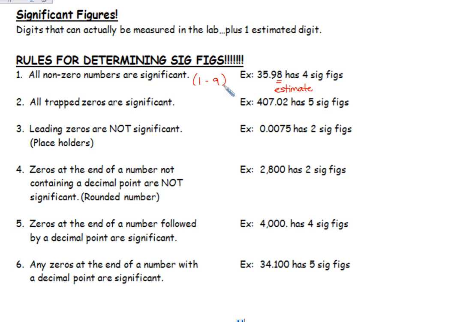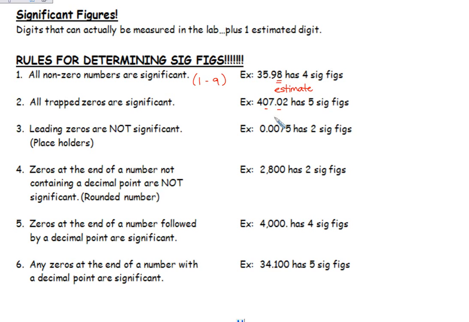Okay, so we have 6 rules here, which means the rest of them are all for stinking zeros. Zeros can be kind of a pain in the patootie. Alright, so here's zero rule number 1. Here I guess it's listed as rule 2. All trapped zeros are significant. By trapped, we mean zeros that are between non-zero numbers. So for example, these are trapped zeros. This 0 is between the 4 and the 7, and this guy is between the 7 and the 2. It doesn't matter if there's a decimal spot in there. All of those zeros are part of the measurement.